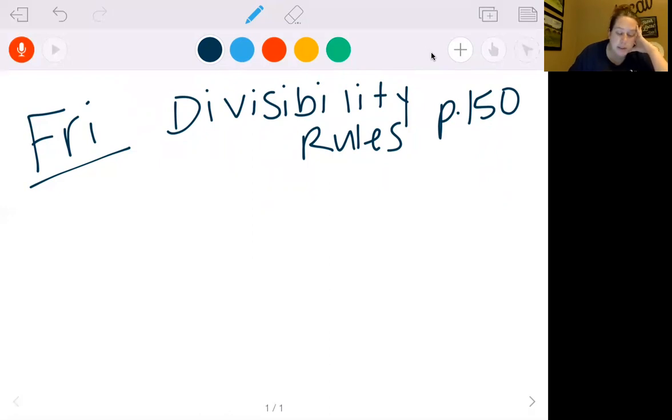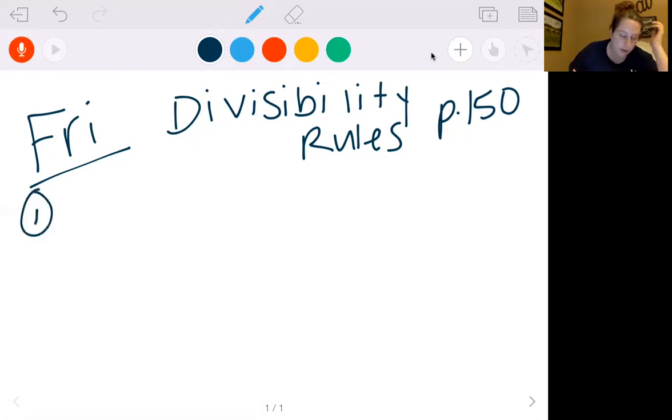A number is divisible by another number when the quotient has no remainder. The chart below shows the divisibility rules for 2, 3, 5, and 10. So the rules you have to memorize. You can't do them any other way except to memorize it. So let's look at the rules.